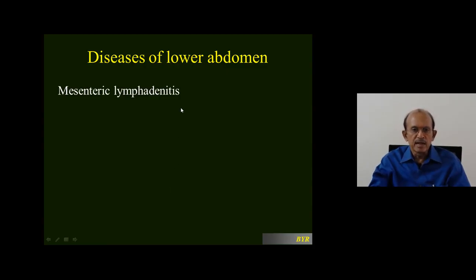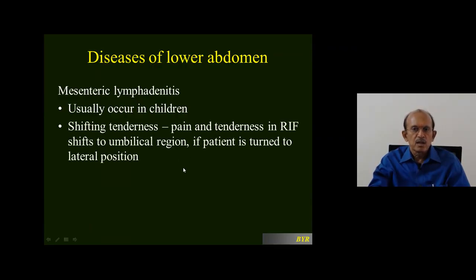Then mesenteric lymphadenitis. This is the condition where, due to viral infection or Yersinia infection, the lymph nodes in the mesentery become inflamed. This usually occurs in children. There will be shifting tenderness. This is in contrast to shifting pain. Shifting pain is produced by acute appendicitis. Initially, the pain will be in the umbilical region. Later, pain shifts to the right iliac fossa. But in mesenteric lymphadenitis, what will happen? There is no shifting pain.